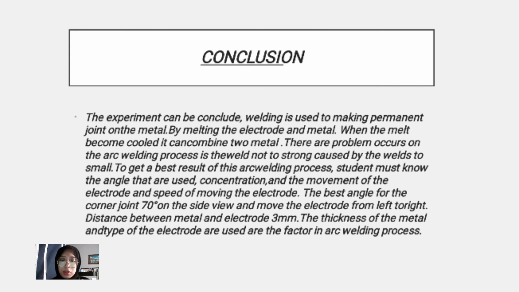To get the best result in this arc welding process, students must know the angle that is used, the concentration and the movement of the electrode, and the speed of moving the electrode. The best angle for the corner joint is 70 degrees on the side view, and move the electrode from left to right. Distance between metal and electrode is 3 mm. The thickness of the metal and type of electrode used are factors in the arc welding process.